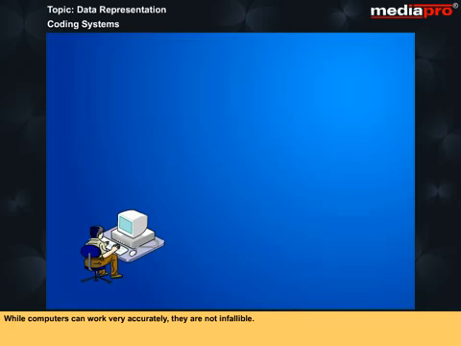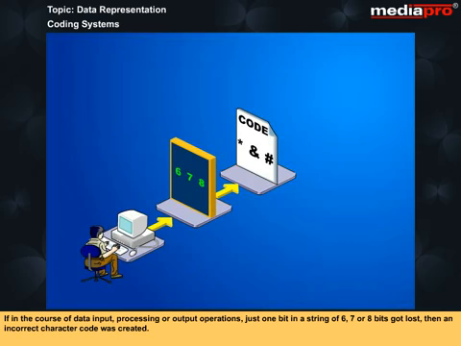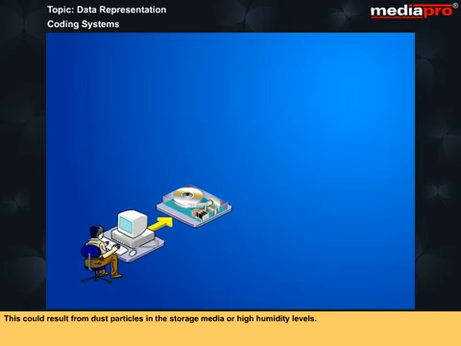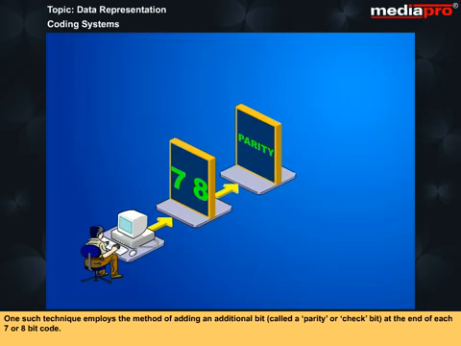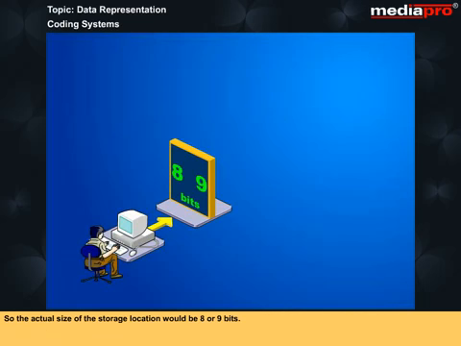While computers can work very accurately, they are not infallible. If in the course of data input, processing, or output operations, just one bit in a string of 6, 7, or 8 bits got lost, then an incorrect character code was created. This could result from dust particles in the storage media or high humidity levels. To handle this problem, error detecting techniques were developed by computer designers. One such technique employs the method of adding an additional bit, called a parity or check bit, at the end of each 7 or 8-bit code. So, the actual size of the storage location would be 8 or 9 bits.